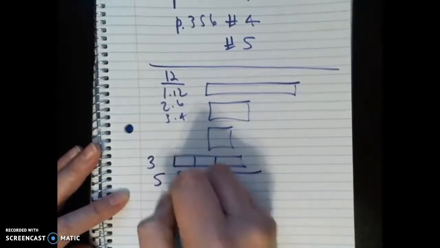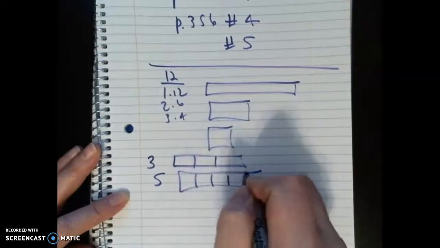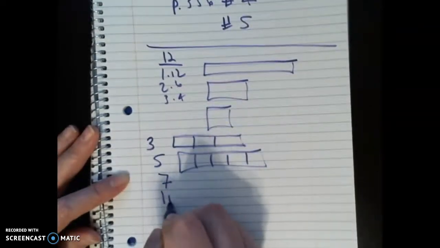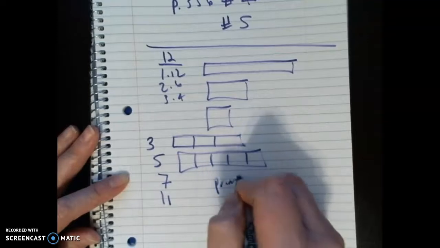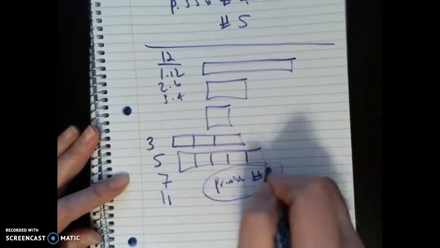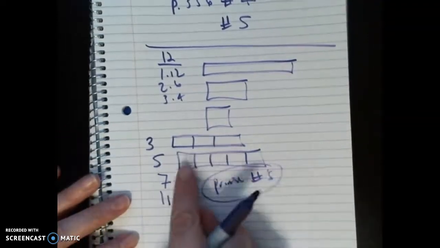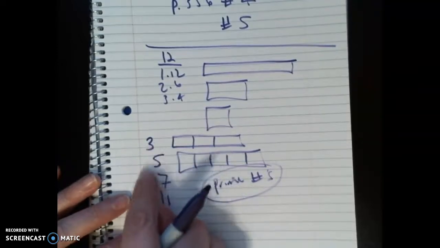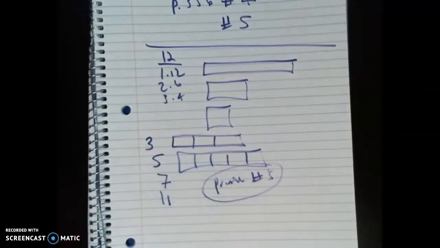5, again, 1 by 5. So 7, 11, and these are prime numbers. Prime numbers are the only ones that have one rectangle, because that's the only way they can factor: 1 and 3, 1 and 5, 1 and 7, 1 and 11. So prime numbers are the only ones where you can get just one rectangle.